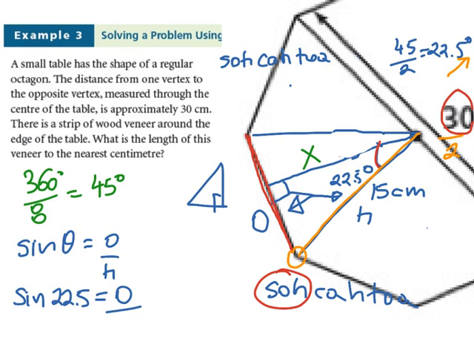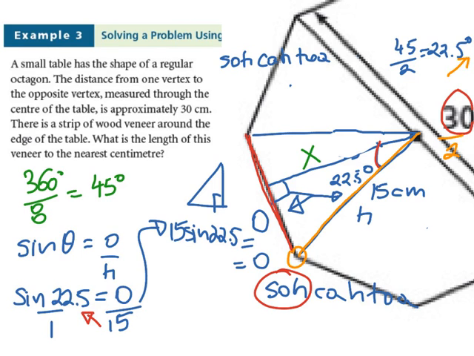The next part is that we cross multiply by bringing the 15 from the denominator to the numerator. So we'll get 15 sine 22.5 is equivalent to the opposite. Therefore, the opposite side is equal to 5.74 centimeters. That is the answer for the opposite side. We're not done yet. We're almost done though.